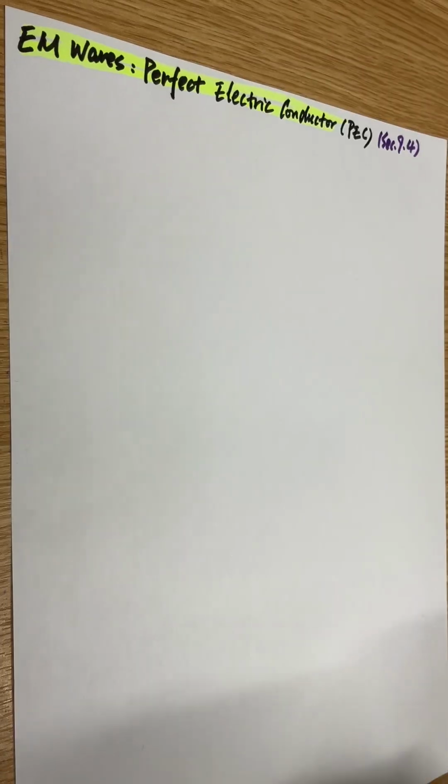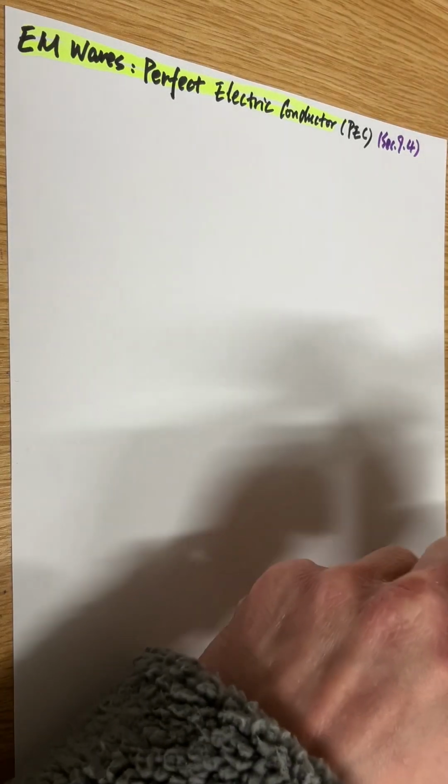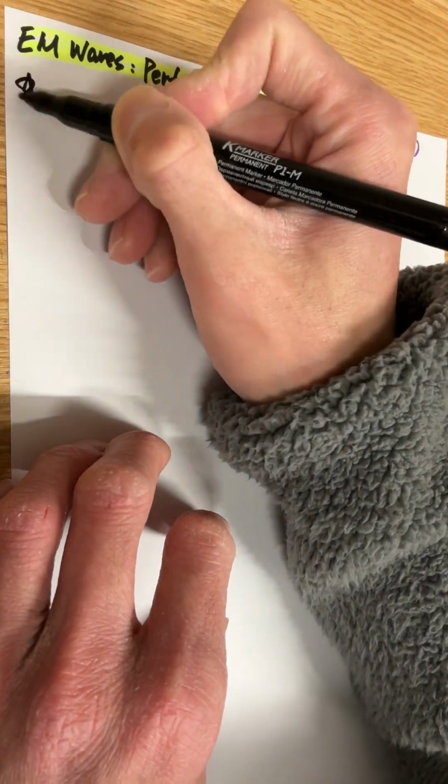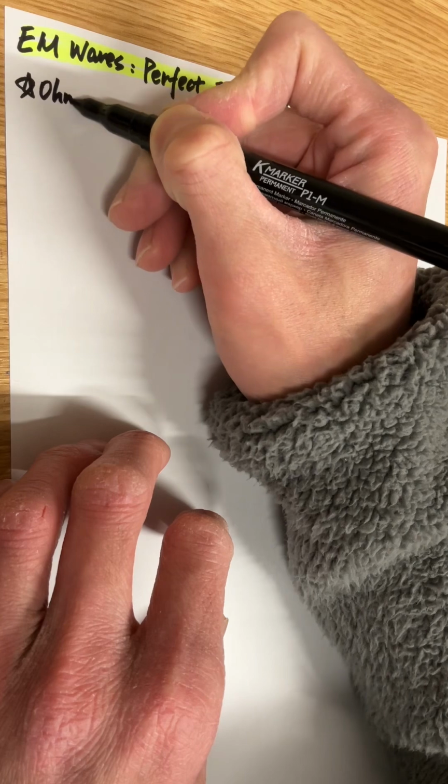Okay, so now we're going to study EM waves in conductors. And eventually we want to arrive at perfect electric conductor, which has the perfect property for electrical field. So first of all, for any conductor, we have Ohm's law.